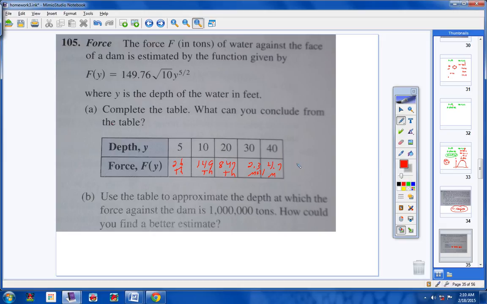Now, use the table to approximate the depth at which the force against the dam is 1,000,000 tons. How could you find a better estimate? Now, guys, listen. They want us to use the table to estimate when we're going to get to 1,000,000. So we have 847,000. Then we jump all the way to 2.3 million. So I know it's not going to be in the middle somewhere. I'm assuming it's going to be closer to the 20s probably. Maybe like 20, 22, or 23.